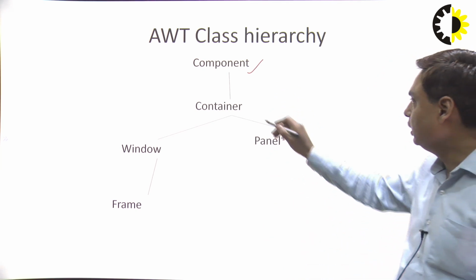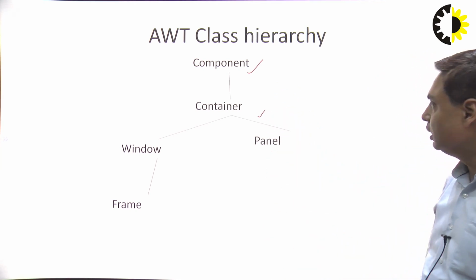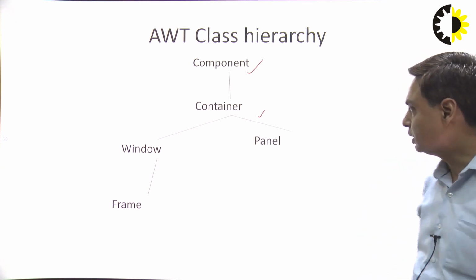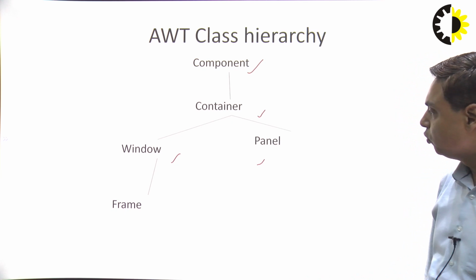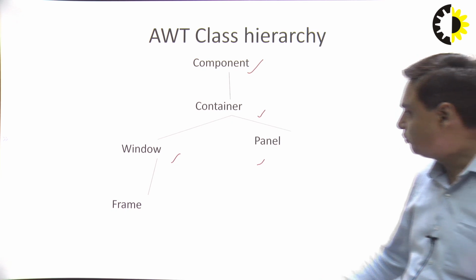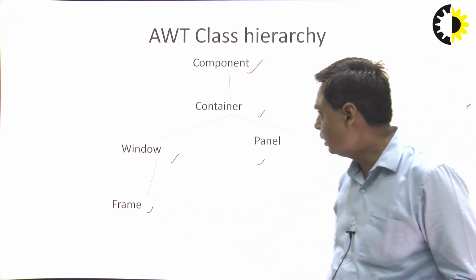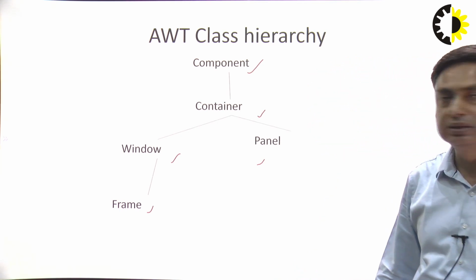Then we have the Container class, and under Container we have two different types of classes. One is Window and the second is the Panel class. And one more subclass of Window is the Frame class. So, one by one we will learn about each of these classes.